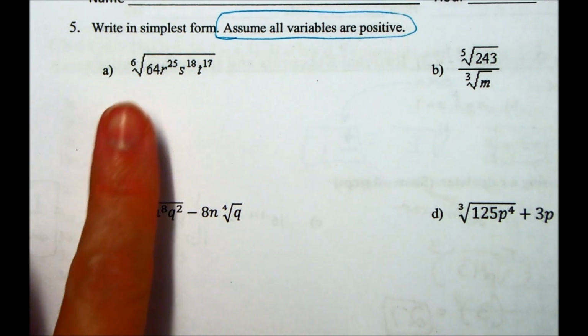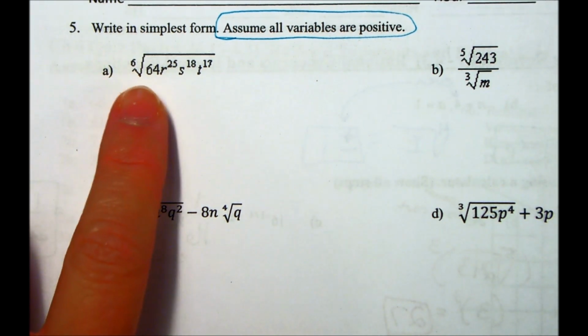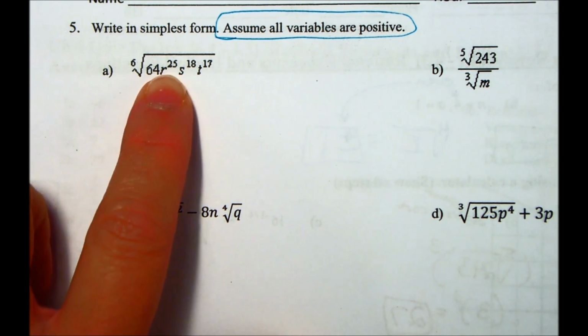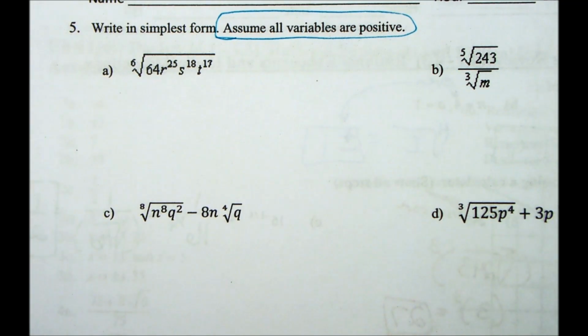Okay, so here in problem A we have a 6th root, and we've got 64, we've got r to the 25th, we've got s to the 18th, and t to the 17th.